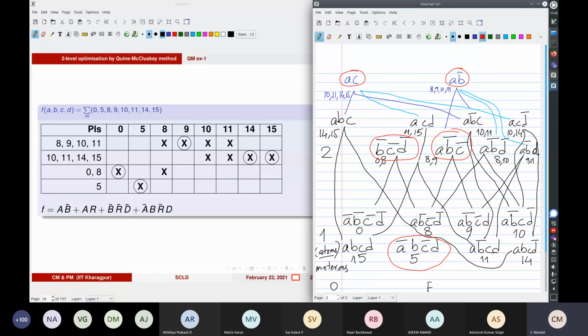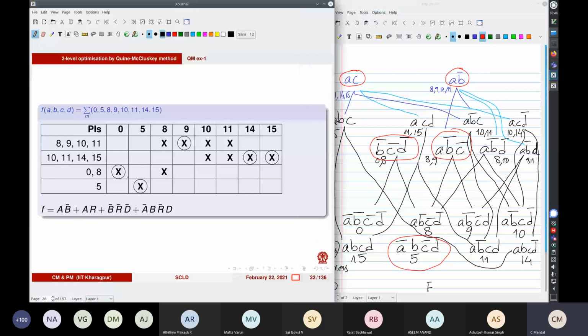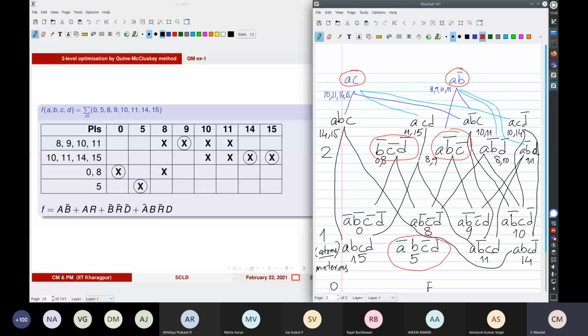Have I got it right? 8, 9. I haven't put 8, 9 here. Have I used 8, 9 anywhere? Oh yeah, sorry, I've used this. So this one will not be in red. 8, 9 has been used, I've been able to grow 8, 9. So these are the 4 cubes which cannot be grown anymore. All the other cubes have grown to something else.